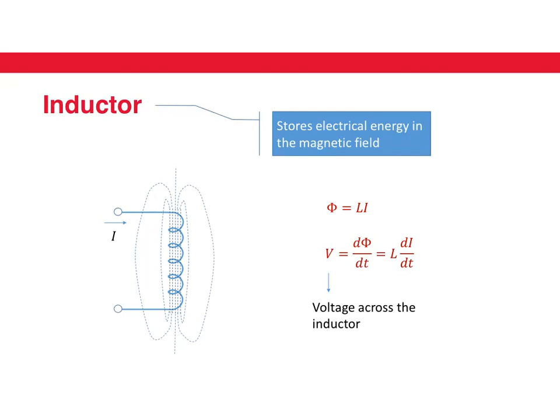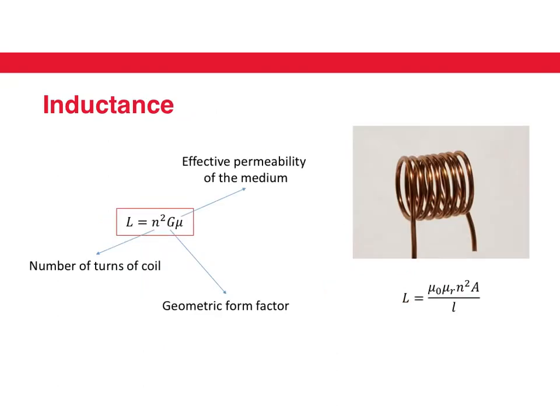Now, another way to look at the inductor would be to say that the voltage which appears across the inductor is because of the change in magnetic flux in the inductor. And that can be derived just by combining these equations as follows. So we have V equal to d phi over dt, which is the same as L di over dt that we wrote before. What does inductance depend on?